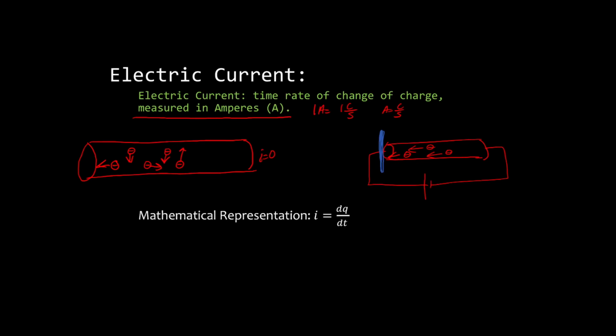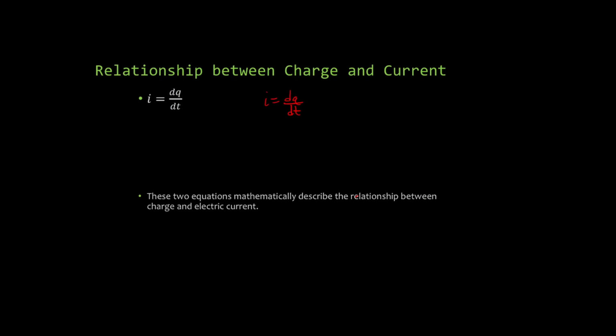And so this is mathematically represented by this formula. I is equal to dq/dt, or the time derivative of charge. What if we know the current and we want to find the charge? How can we manipulate this formula? We can take the integral of both sides. When we do that, the integral and the derivative on this side cancel.